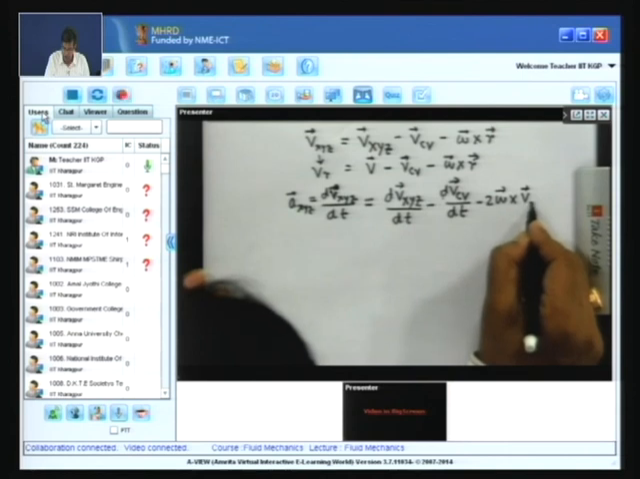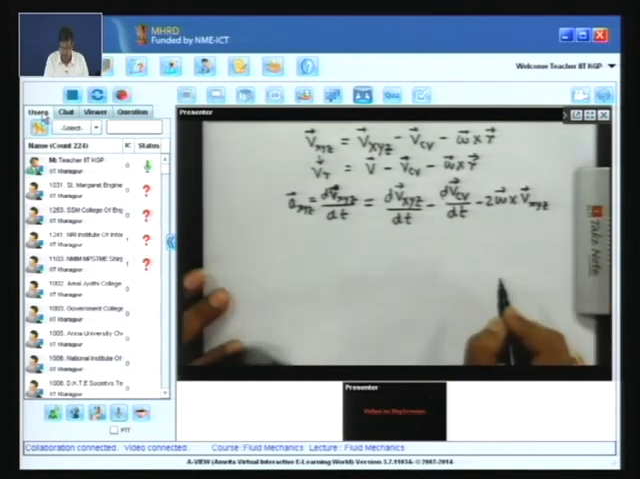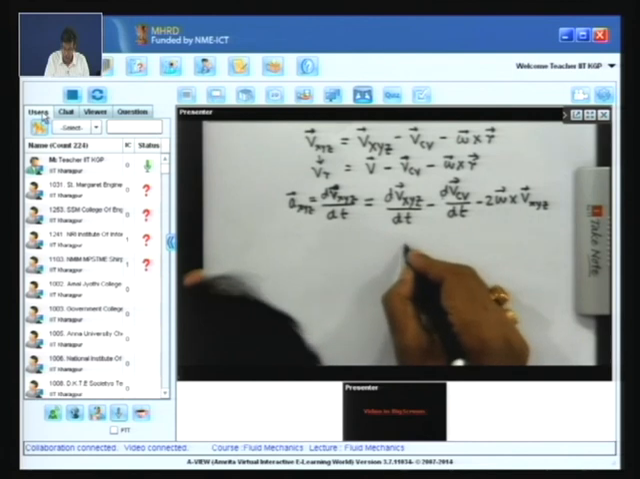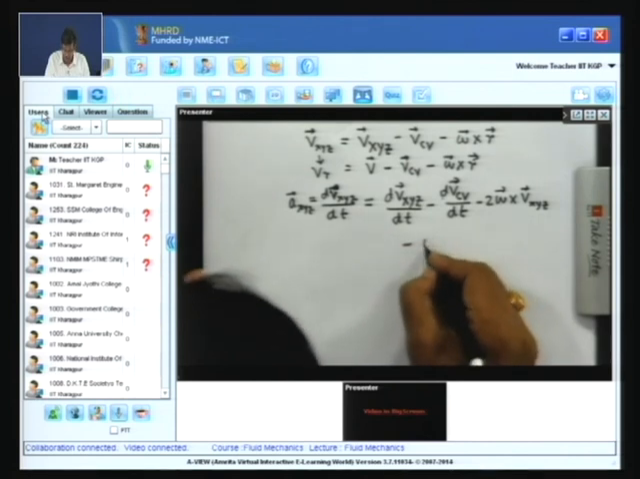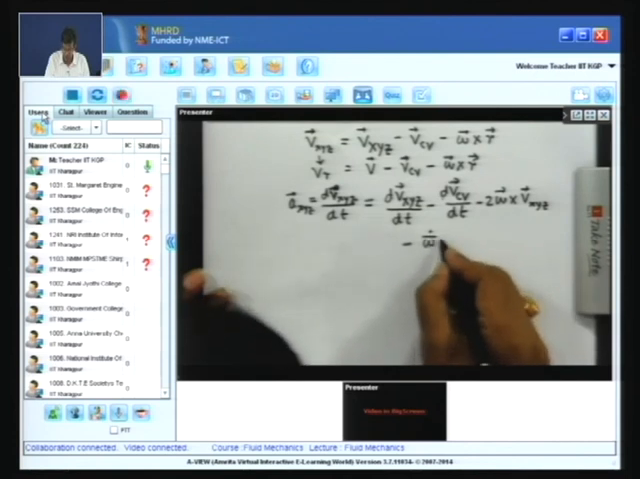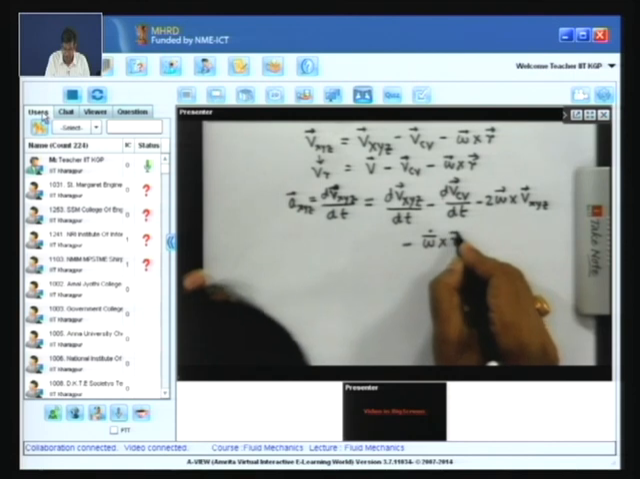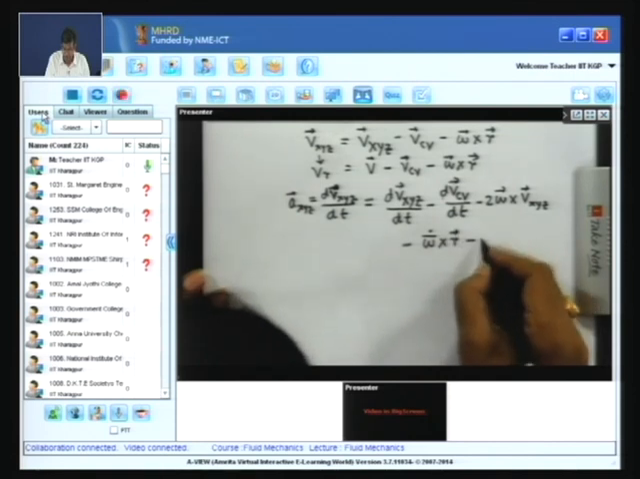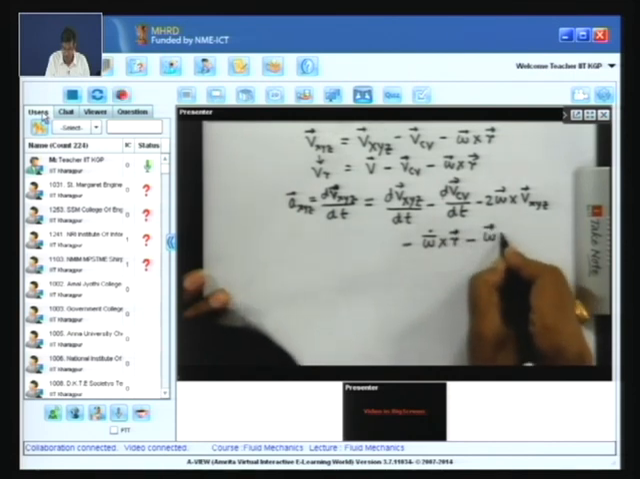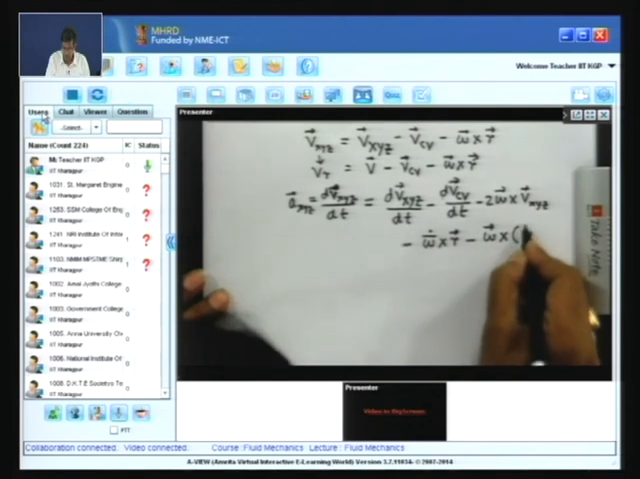described in the moving frame of reference, minus omega dot, that means d omega dt, cross r, that is the cross product, minus omega cross omega cross r.